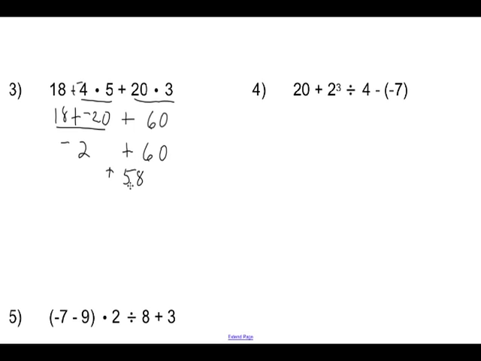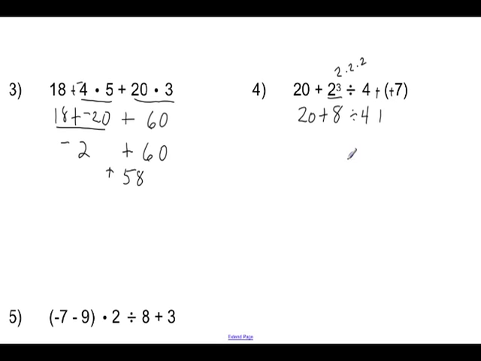Number 4. 20 plus 2 cubed divided by 4 minus negative 7. Okay, I have subtraction, so I'm going to do same change opposite. So a minus a negative is always plus a positive. I do have an exponent. 2 to the third, remember, means the number 2 used 3 times in a multiplication problem. So that's 8, not 6. So then I rewrite 20 plus 8 divided by 4 plus 7.